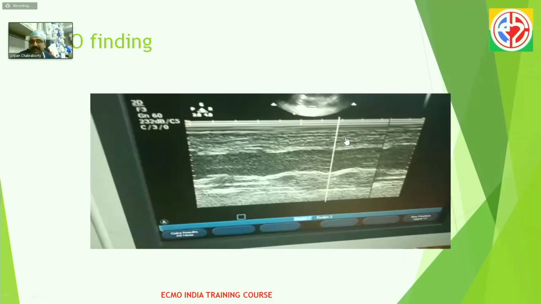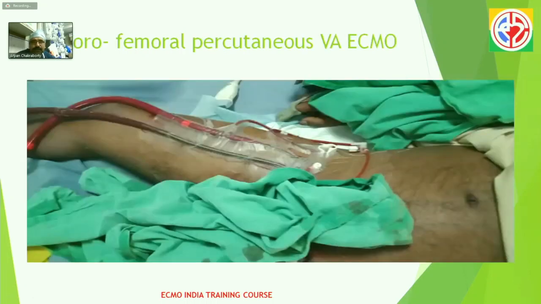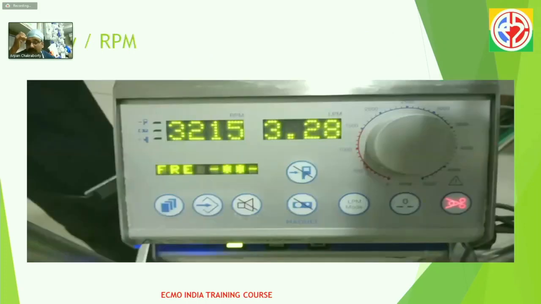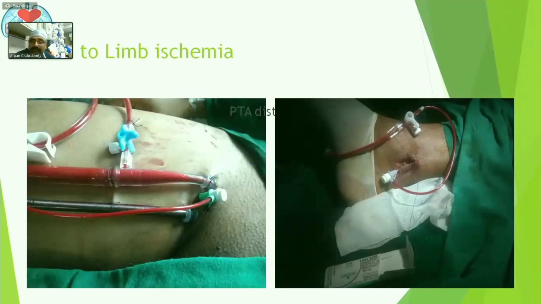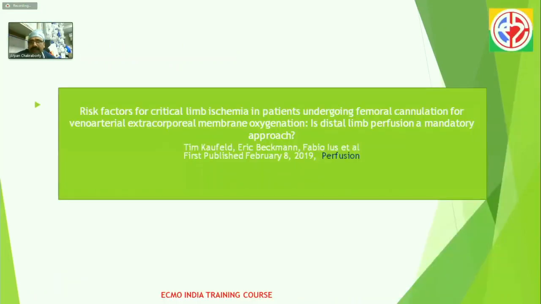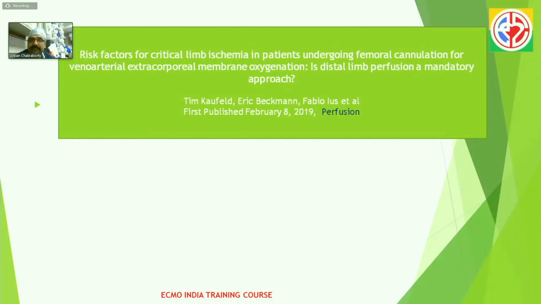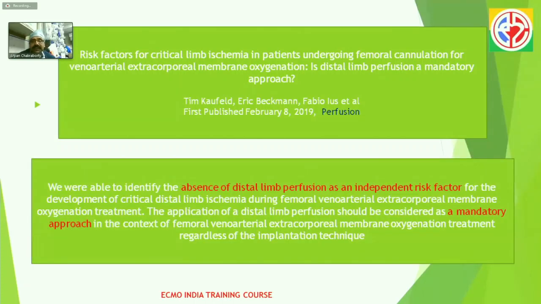Now, with that, the patient got arrested in the ITU, and we did some CPR and got some ROSC and put the patient on veno-arterial ECMO, and got a flow of 3.2 liters at 3,200 RPM. But with the NIRS in both legs, we got very different numbers. Because we could not put a cannula at that point of time, we put the distal perfusion cannula. There is literature on risk factors for critical limb ischemia in patients undergoing femoral cannulation, and it has been seen that it is always better to put the distal perfusion cannula, because absence of distal limb perfusion is always an independent risk factor, particularly if you are doing ECPR.